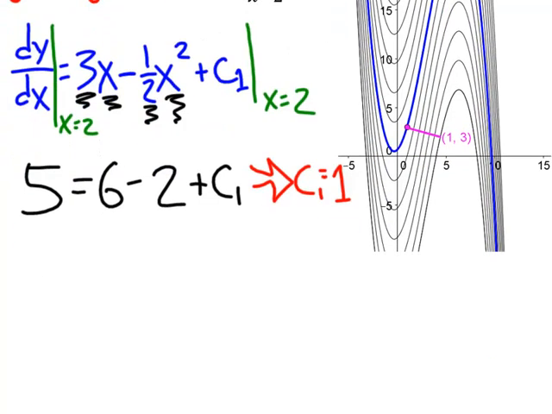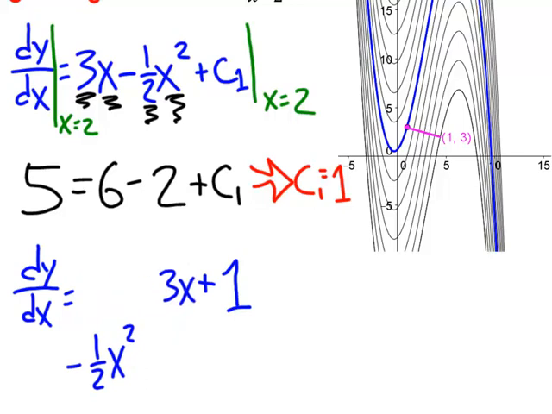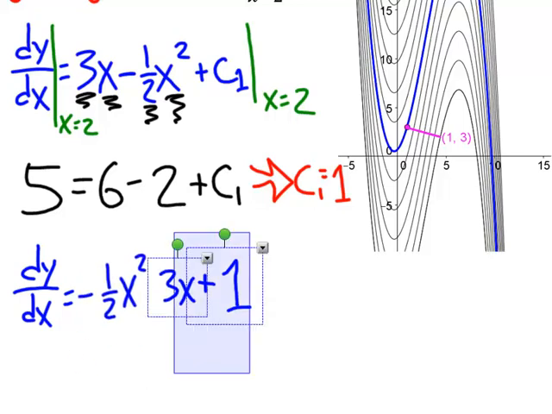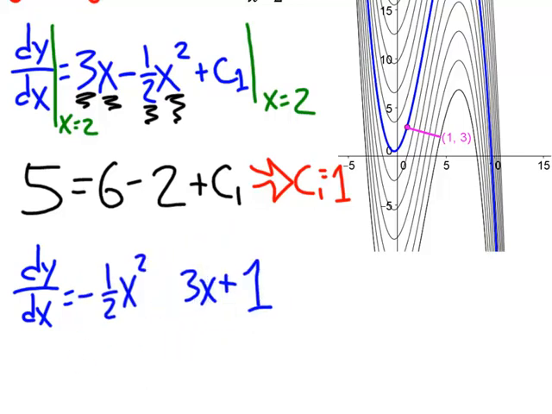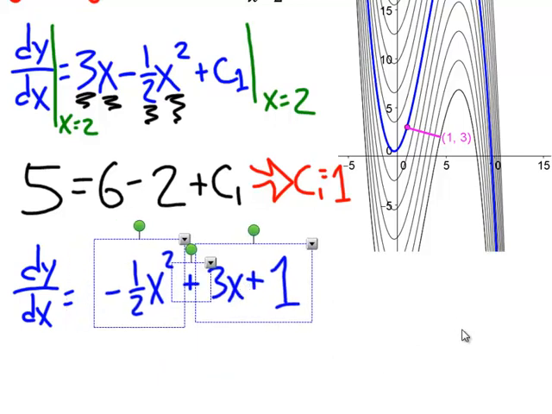So we'll scroll down a little bit, and now we know that dy over dx equals 3x minus 1/2 x squared plus, and we just solved for c1, 1. And if you're at all like me, you'd rather just put this quadratic in standard form here. So let's have negative 1/2 x squared plus 3x plus 1. All right, now that's the first derivative.